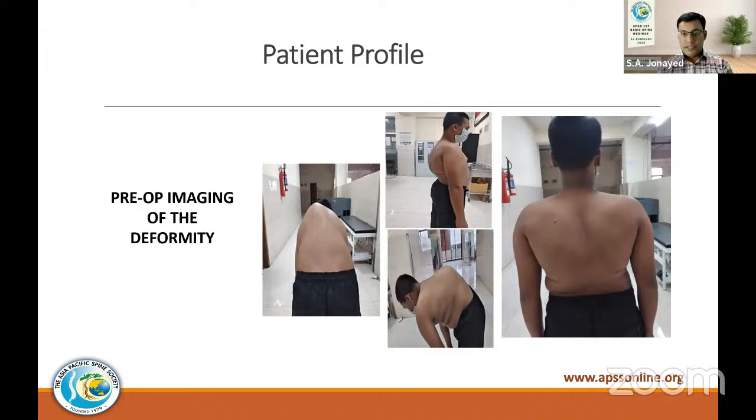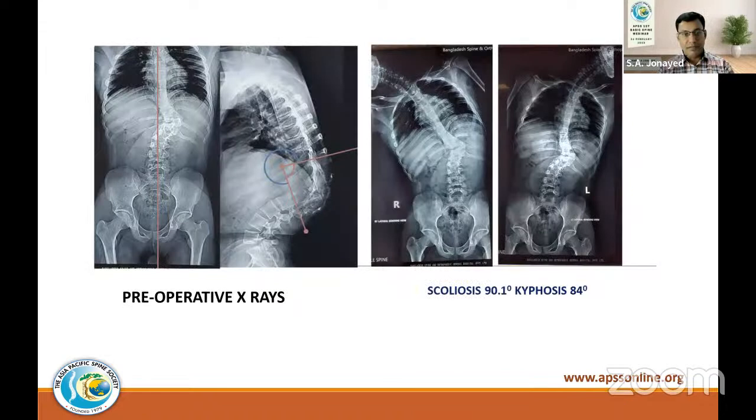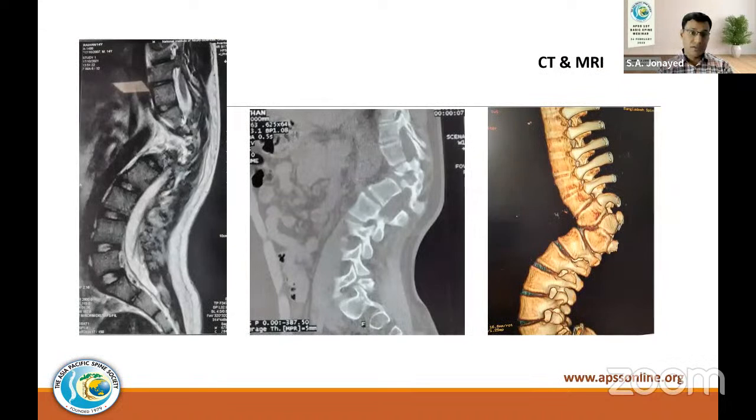As you can see in the slide, this patient has mainly a kyphotic deformity with a little bit of a scoliosis component. But if we go through the X-ray, it seems there is a very short scoliotic curve. It seems around 90 degrees, and the kyphotic is around 84 degrees. The main issues here are the balance as well as the pain. In the X-ray, there also seems to be a hemivertebra. The MRI seems normal. There is no tethering and no compression.